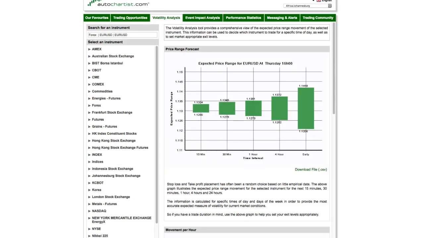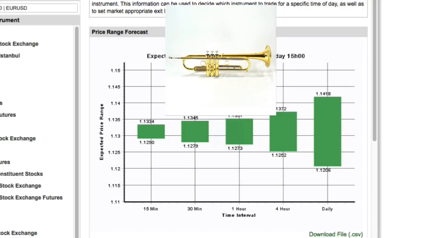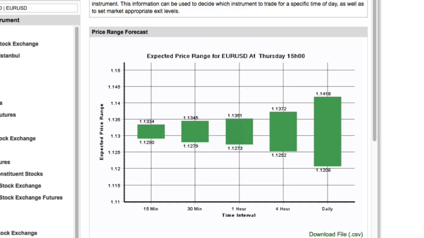Firstly, there is the price range forecast. At first glance, what you will most likely see is 5 green bars that are shaped almost like a trumpet, with the first bar being the shortest and the last being the longest. These bars are at the price ranges within which it is likely that the price will be moving. The first bar represents only 15 minutes, and that's why the expected price range is the smallest.